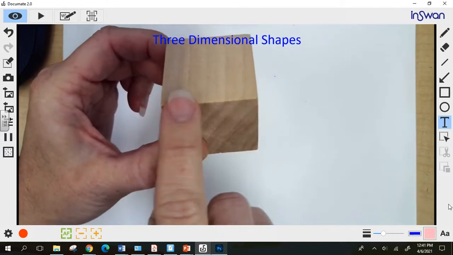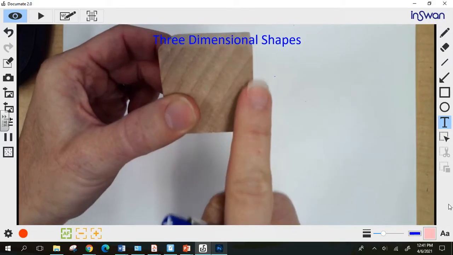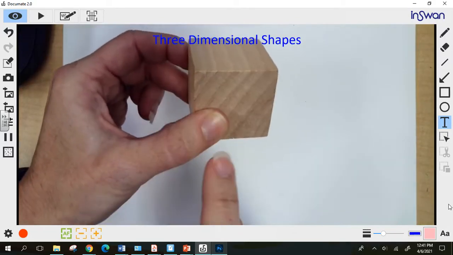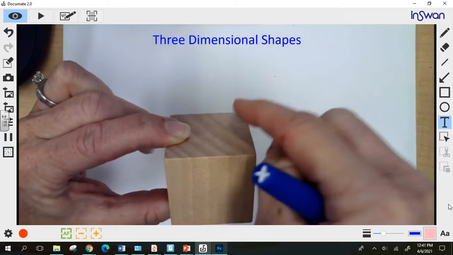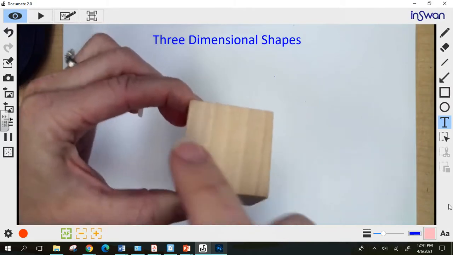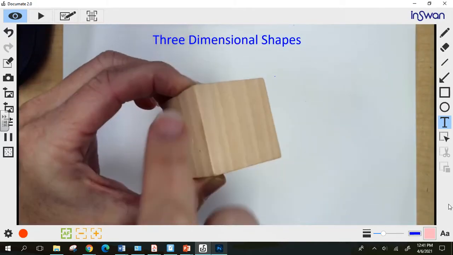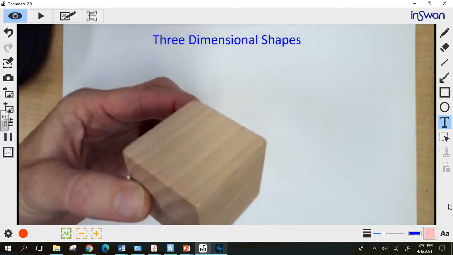Now, how many edges are there? Oh, I notice a lot. Let's see, because there's 1 here, 2, 3, 4. That's only on this part. Well, that means on this part there's 1, 2, 3, 4. That's 8. Now, wait a minute. We've got to get this one, 9, and this one, 10, 11, 12. There are 12 edges on a cube.